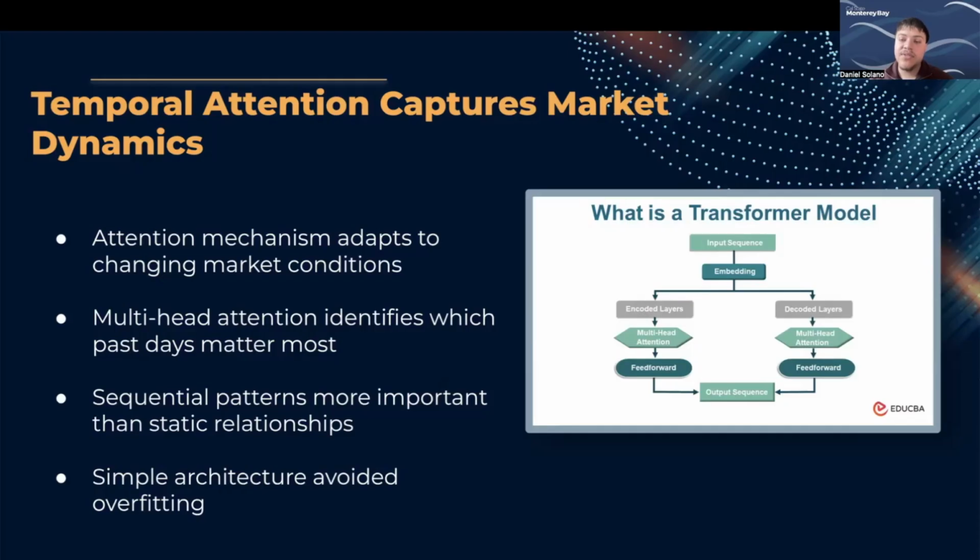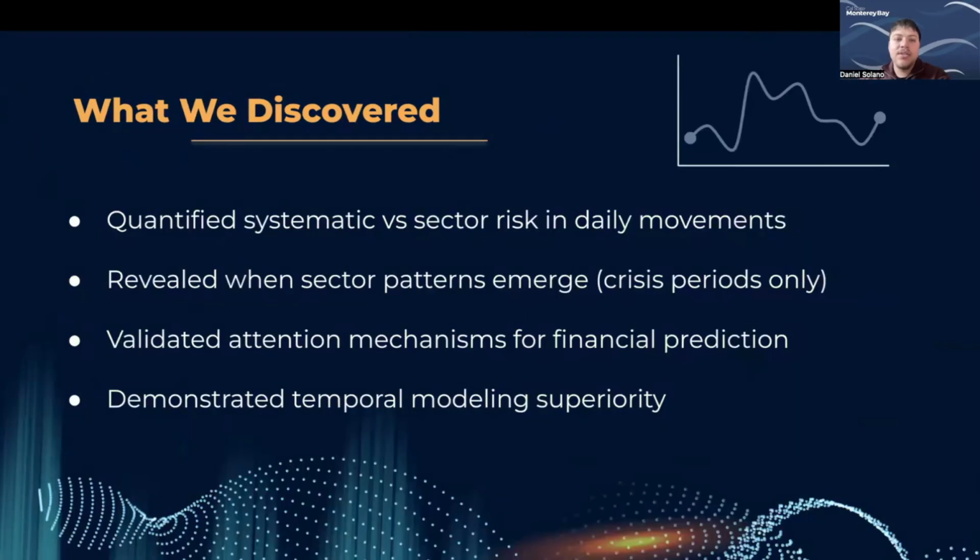So why did our basic transformer model outperform our other, more complex models? This is because of the multi-head attention, which identifies which past days matter most for our current predictions. What that means is that sometimes yesterday matters more, but sometimes it was 3 days ago. The model learns this dynamically. Sequential patterns proved more important than static relationships, and our simple architecture avoided the overfitting problems that plagued the more complex models.